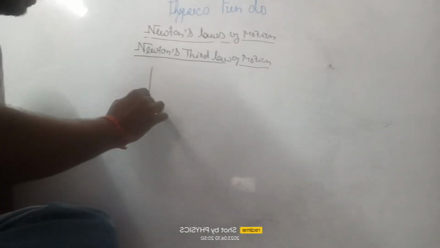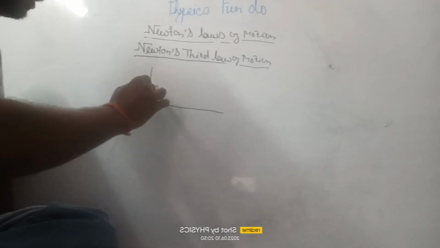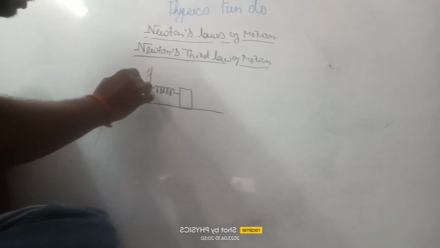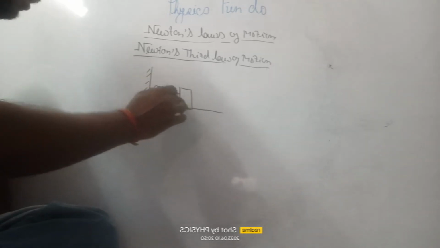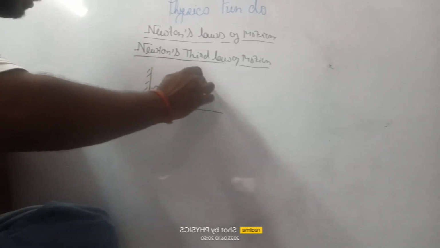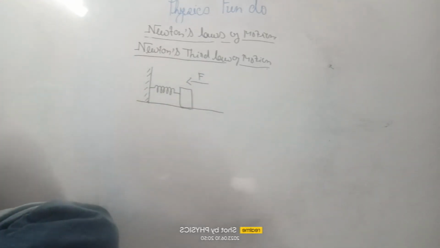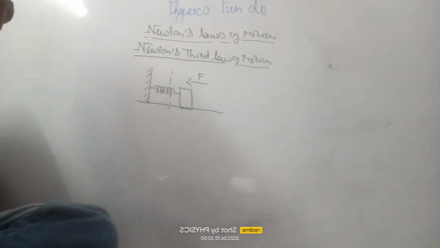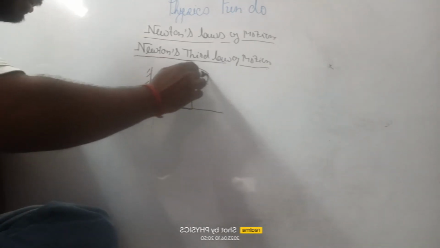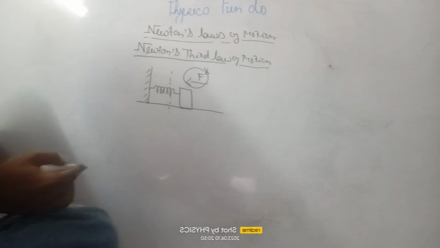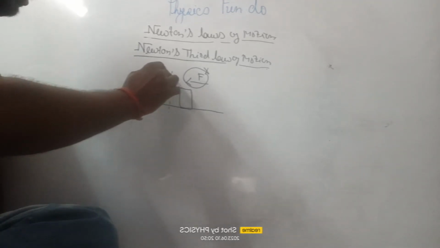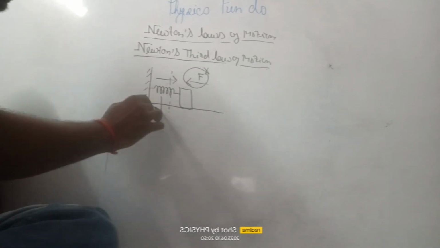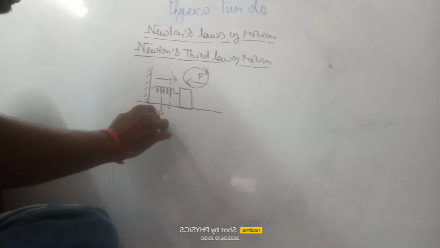Let's explain it. A spring body system, the spring which is connected to the wall and the other end connected to a block. If a force is applied on the block, then the length contraction of the spring will happen. And when the force is disappeared, the block will move towards the forward direction because of the reactional force.